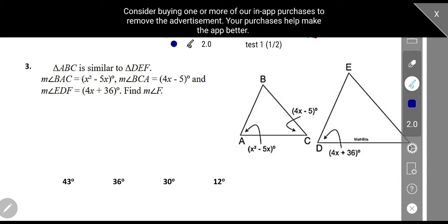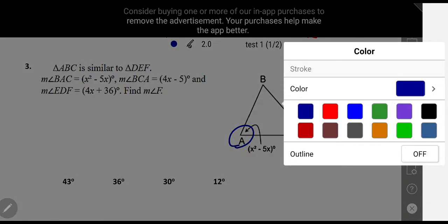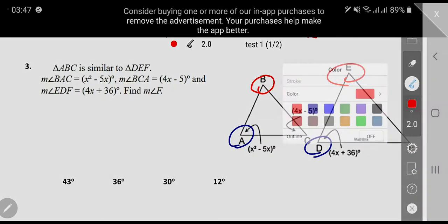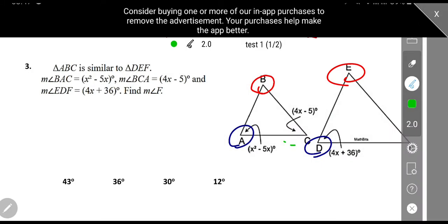The third question. They are telling me that these two triangles are similar, which means that the angles are equal for sure. Which means that angle A equals angle D, angle B equals angle E, and angle C equals this one. Now, to find which angle they need me to find, it's this one, angle F. The measure of F, how could I find it?